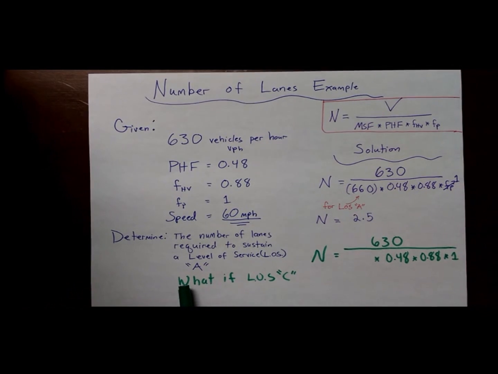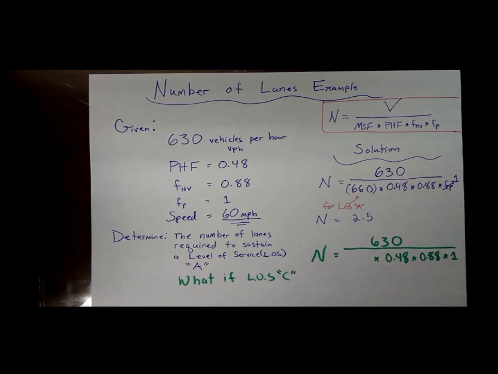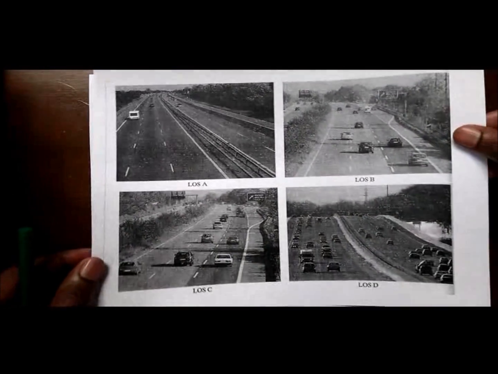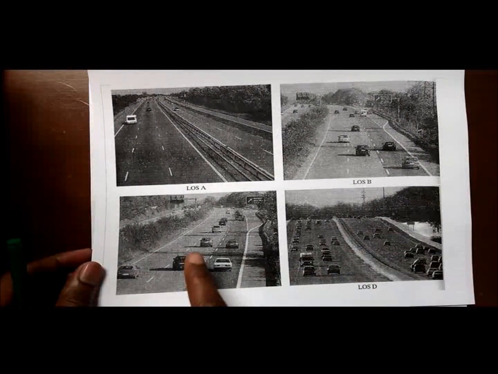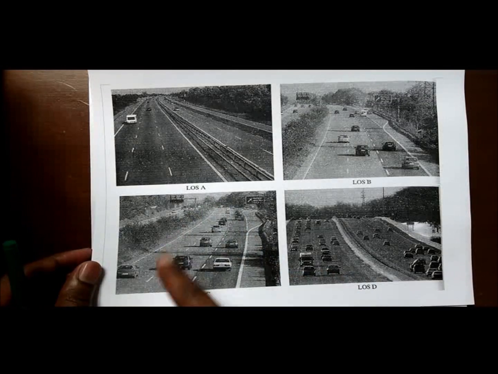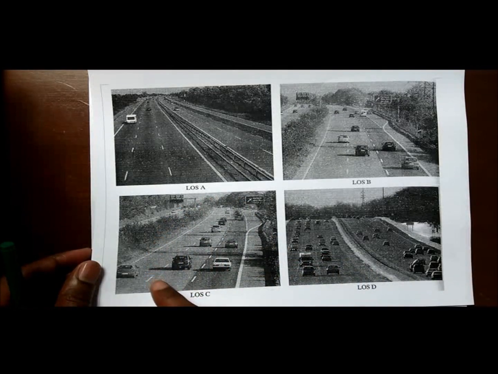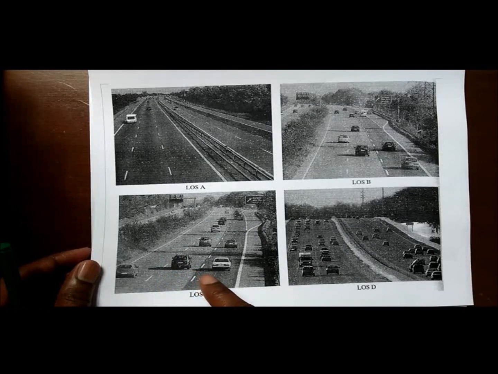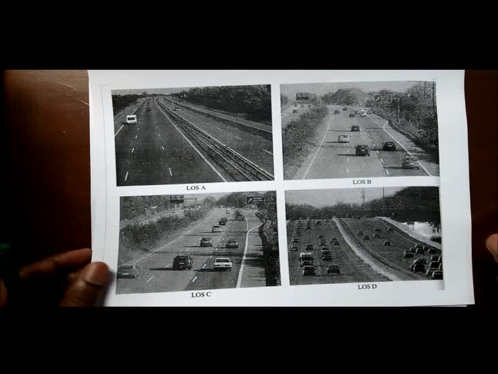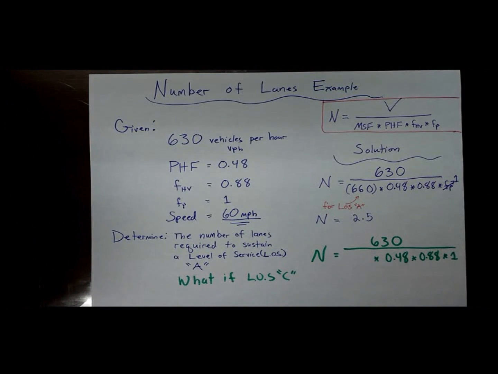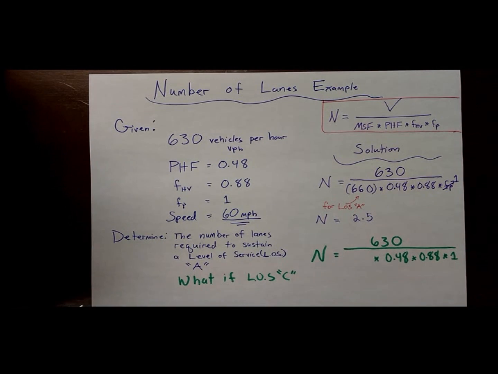But what if I changed it? What if I said I wanted to figure out what the number of lanes required to maintain a level of service C at all times? So now, no matter if it's congested or not, I want it to always look like this on the roadway. Whether it's peak hour volume or rush hour or not, it's going to still look like this or better, level of service C. Well, I would assume that I would need less lanes because less lanes would provide more traffic. But let's see if that is the case.